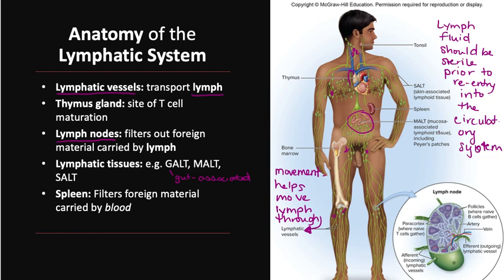The picture over here says MALT is mucosa-associated lymphatic tissue. That's just a synonym for GALT. And then SALT would be skin-associated lymphatic tissue.